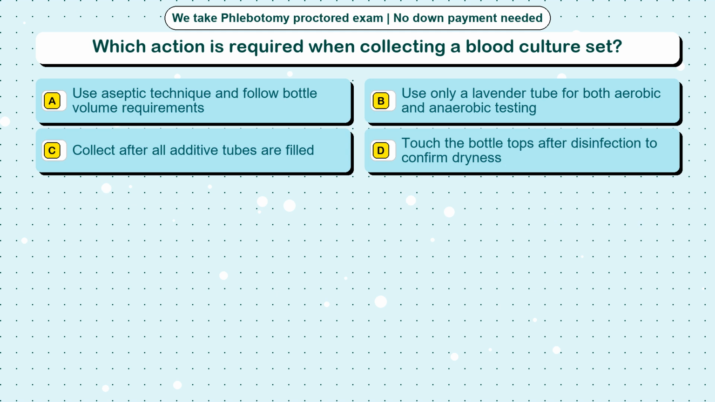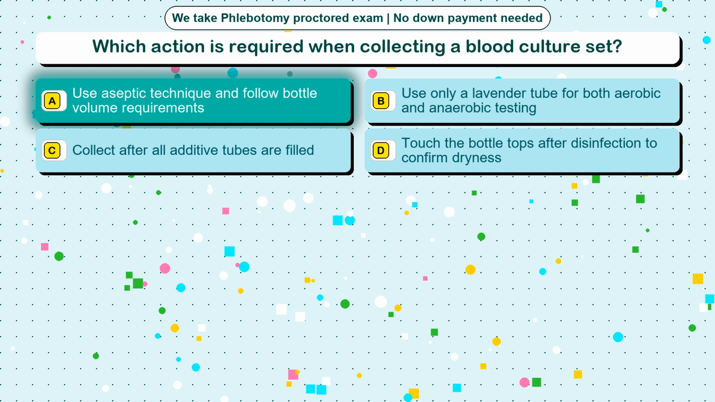Question 60. Which action is required when collecting a blood culture set? Option A. Use aseptic technique and follow bottle volume requirements. Option B. Use only a lavender tube for both aerobic and anaerobic testing. Option C. Collect after all additive tubes are filled. Option D. Touch the bottle tops after disinfection to confirm dryness. The correct answer is option A. Use aseptic technique and follow bottle volume requirements.